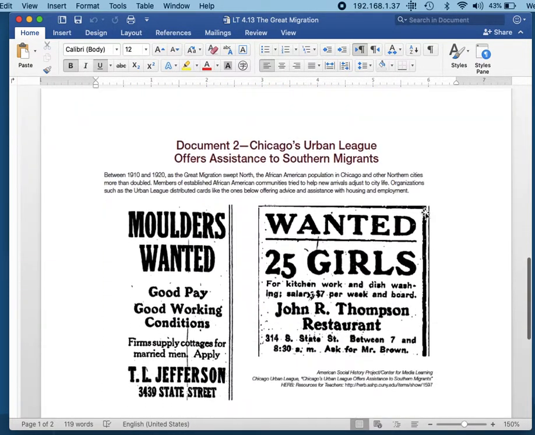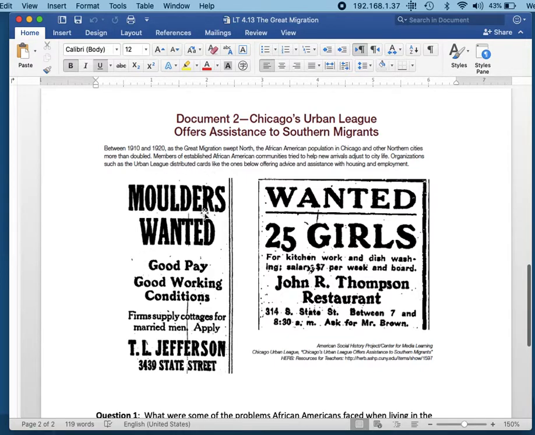In document two, you're going to see that these are kind of like newspaper clippings. These newspaper clippings or ads that were in at the time were letting people know that they needed workers, and these types of ads were given to African Americans in order to let them know that there were jobs that were going to pay them. And even this one, if we look at this particular clipping: 25 girls wanted for kitchen work and dishwashing, salary $7 per week, and board.